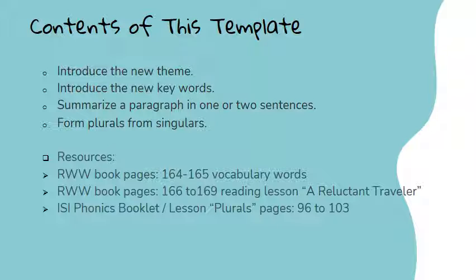So your resources for this lecture are the RWW book, Reading Writing Workshop, for the vocabulary words, pages 164-165, for your reading lesson, A Reluctant Traveler, pages 166 to 169. So be prepared to practice reading this week. And for the phonics, you're going to cover pages 96 to 103, lesson plurals in the ISI grammar phonics booklet, ISI booklet 1. Okay guys, are you ready? Let's start.